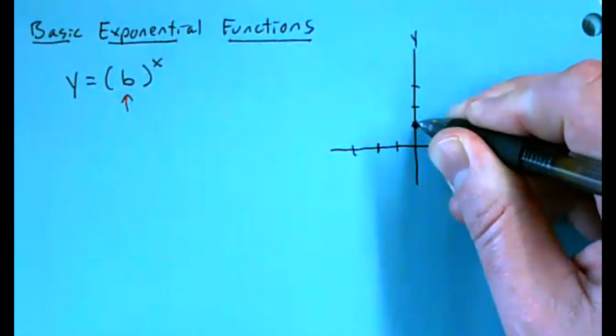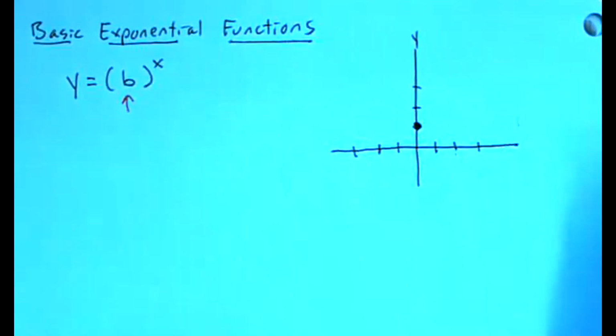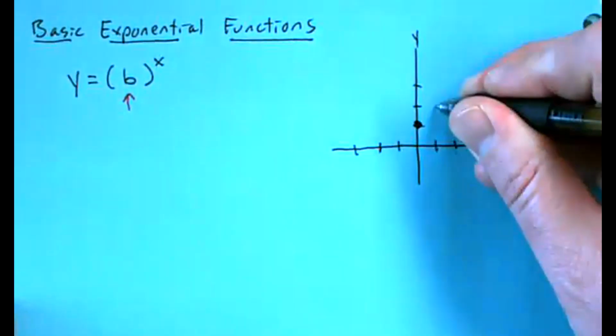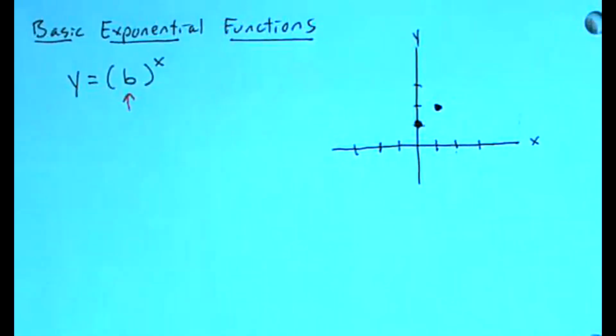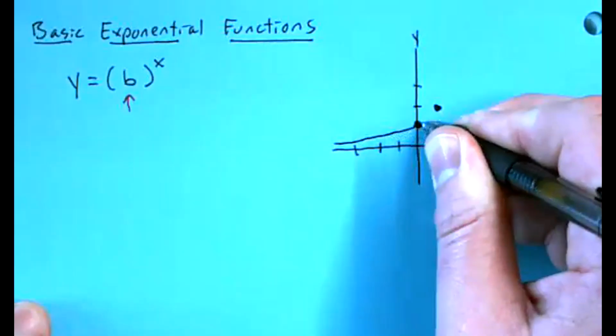Are you talking about this point right here? Yep. Have you drawn this on your paper? You're going to want to do that. All right. So they all go through this point right here. And then one of our graphs went through 1, 2. So I'm going to draw a point there. And that graph looked like this.